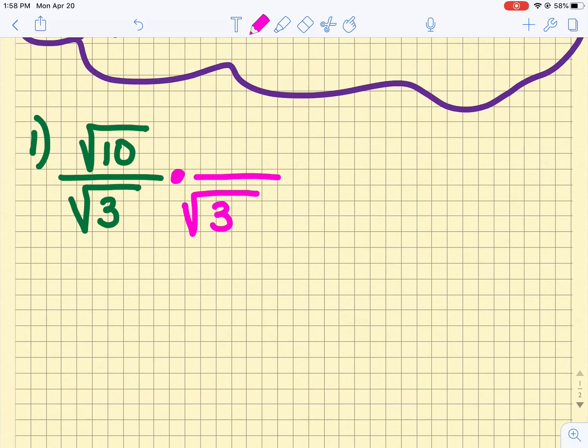You legally can do that as long as whatever you do to the denominator, you do to the numerator. Because I want you to stop and think. What does the square root of 3 over the square root of 3 equal? And if you can't answer that question, what does 5 over 5 equal? What does 4 over 4 equal? They all equal 1. So we're not changing the value here. We're simply multiplying by a specialized 1. And this specialized 1 will allow us to get that 3 out from under the radical.